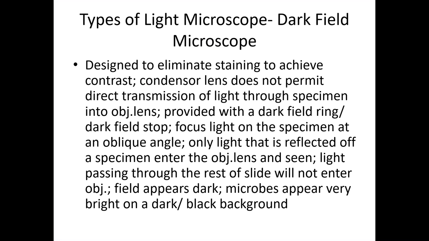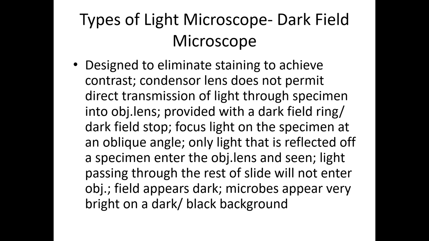Fine. Whereas when it comes to dark field microscopy, from the name itself you will get it. Bright field means field is bright, that is background is bright, but specimen or microorganism is dark or stained. Whereas dark field means field is dark. If the field is dark, definitely the specimen or the microorganism will be bright. Fine. So the second type of light microscope is dark field microscope. Now what are the characteristic features of dark field microscope? We can go through that.